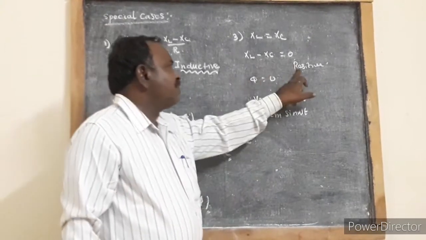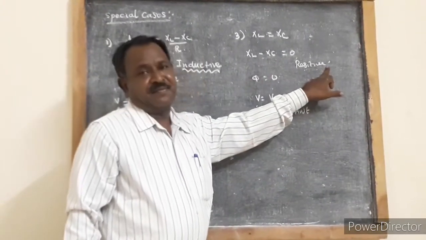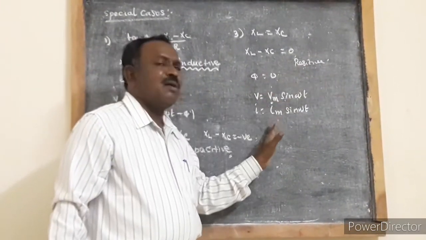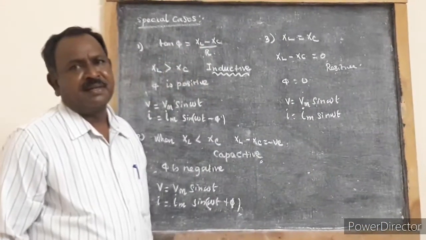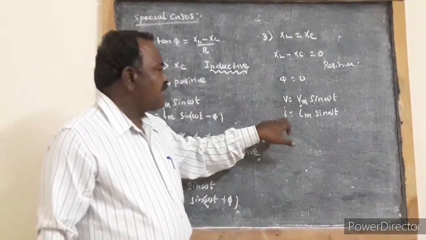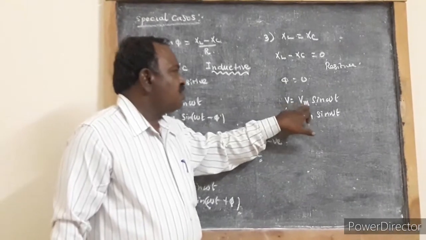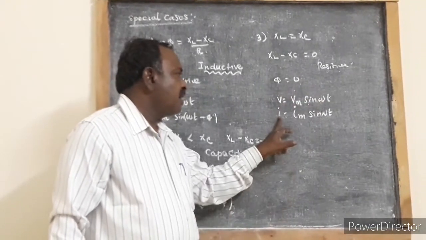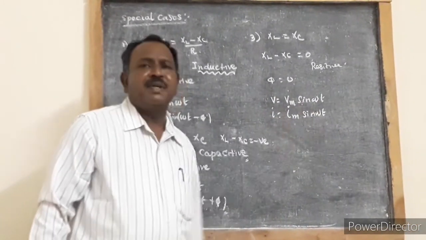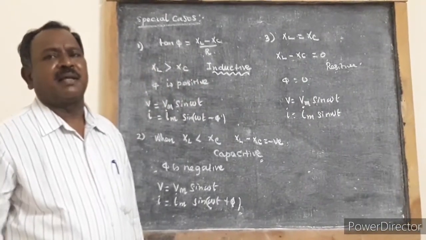Phase difference is 0 means the circuit is resistive. So voltage and current are in phase with each other, and the corresponding voltage and current are given by V is equal to Vm into sin omega t, I is equal to Im into sin omega t.